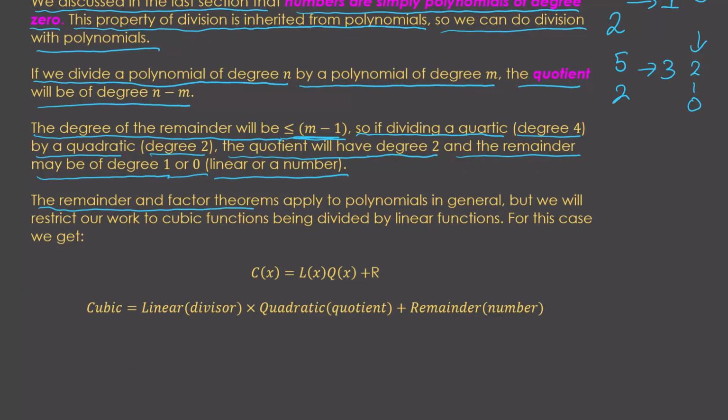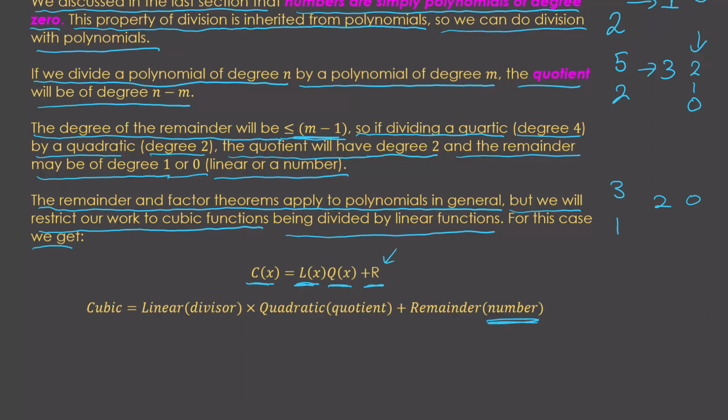The remainder and factor theorems apply to polynomials in general, but we will restrict our work to cubic functions being divided by linear functions. So degree 3 divided by degree 1. And that will leave us a quadratic quotient and a remainder, which is just a number. So we'll get something like cubic of x is linear of x times quadratic of x plus a remainder. And that remainder is just going to be a number. So remember this.